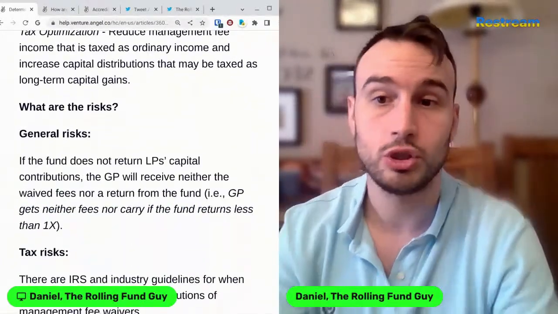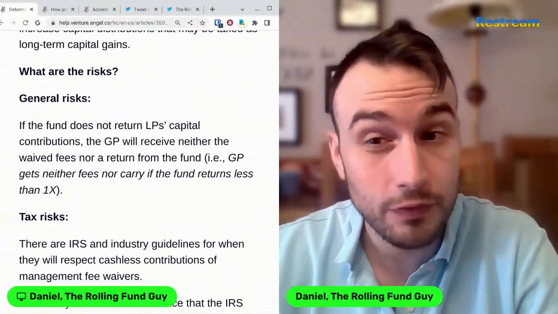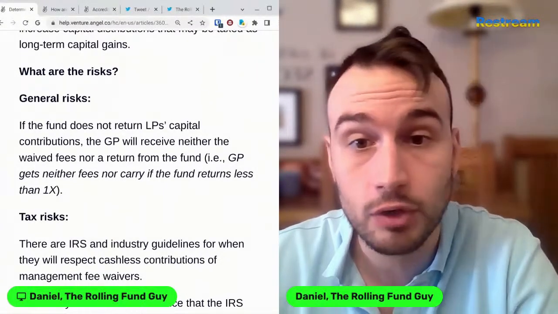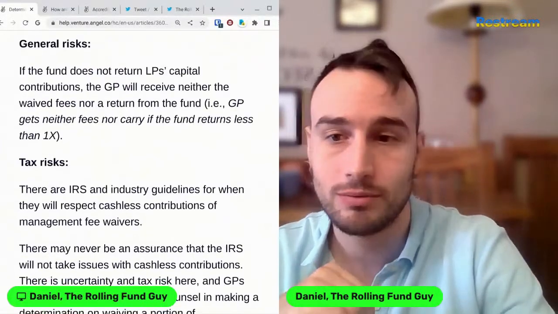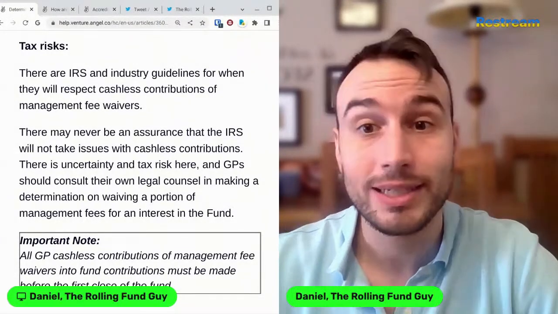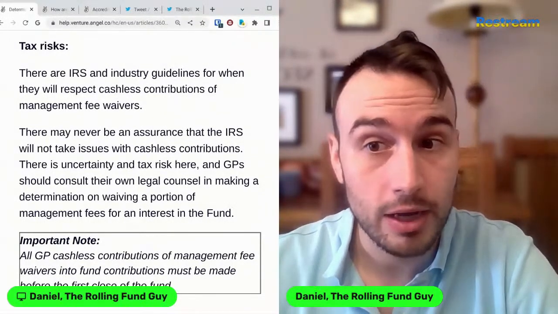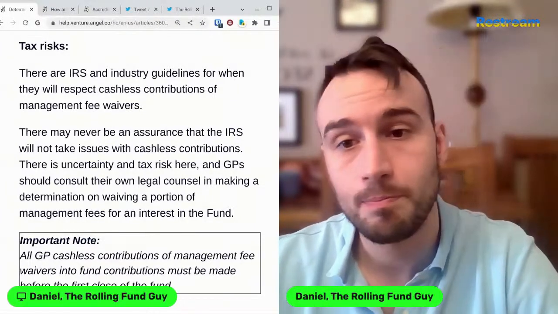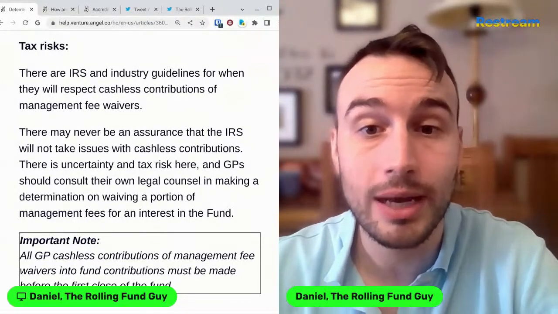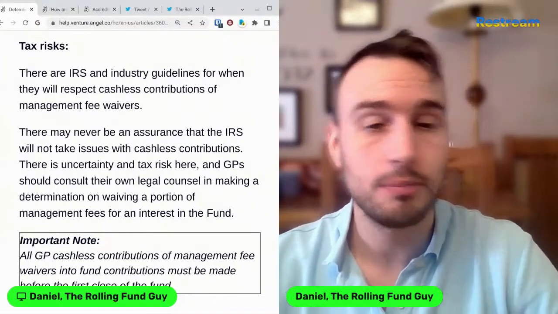What are the risks? General risks. If the fund does not return LP's capital contributions, the GP will receive neither the waived fees nor a return from the fund, i.e. GP gets neither fees nor carry if the fund returns less than 1x. Tax risks. There are IRS and industry guidelines for when they will respect cashless contributions of management fee waivers. There may never be an assurance that the IRS will not take issue with cashless contributions. There is uncertainty and tax risk here, and GPs should consult their own legal counsel in making a determination on waiving a portion of management fees for an interest in the fund.